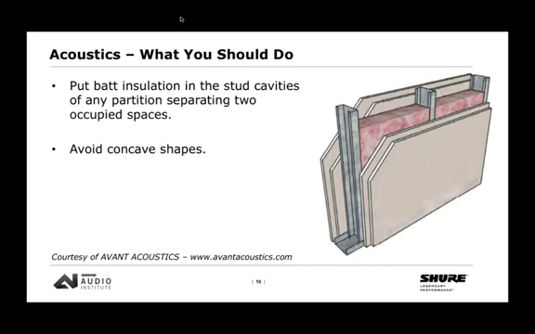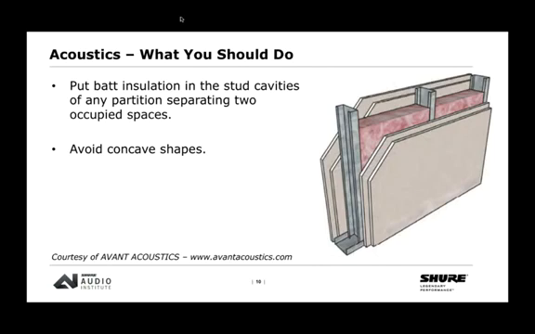Also, you want to put batten insulation in the stud cavities of any partition separating two occupied spaces. So this is the easiest way to improve performance of the partition itself. Sometimes folks, you might have experience with this, like for instance with air walls that come in for dividing up spaces. If those walls don't have enough absorption or batten in between them, it's as good as just another big transducer that's allowing sound to transmit into other spaces.